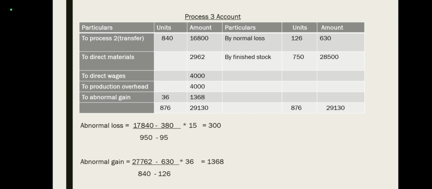27,762 minus 630, divided by 840 minus 126, into 36. 36 is the abnormal gain amount. So we get 1368. That is the amount of abnormal gain.